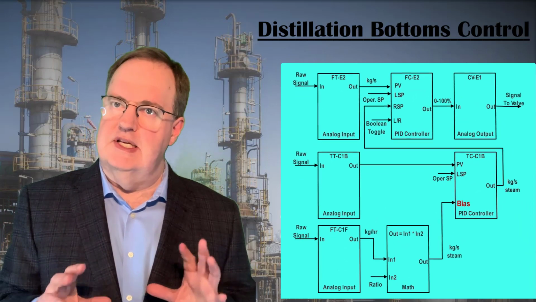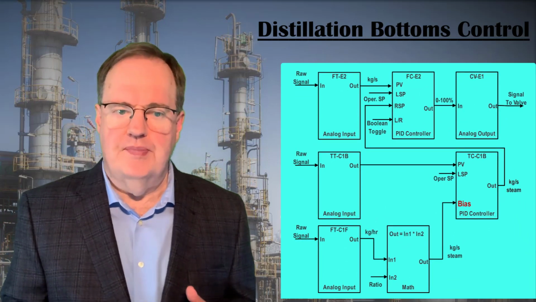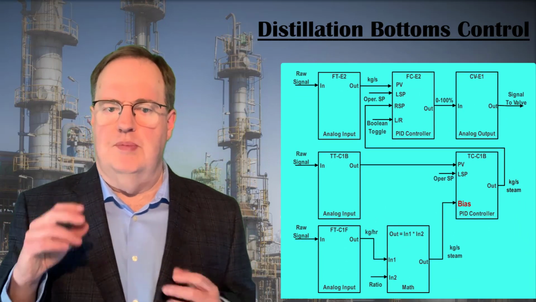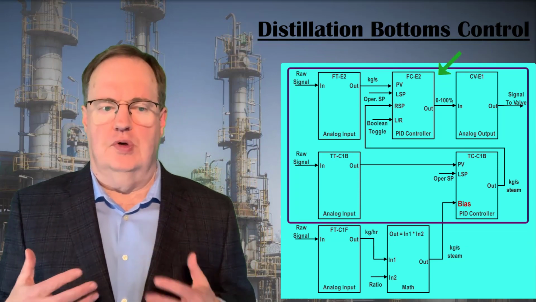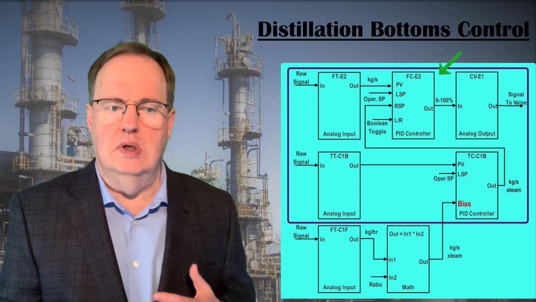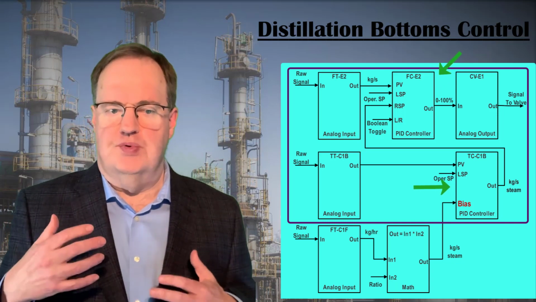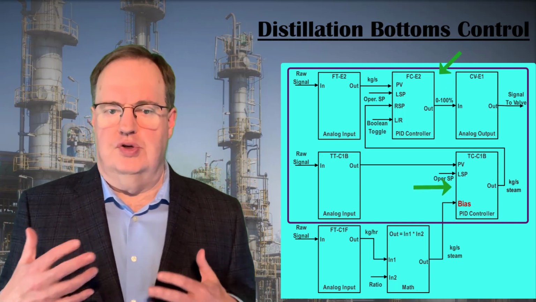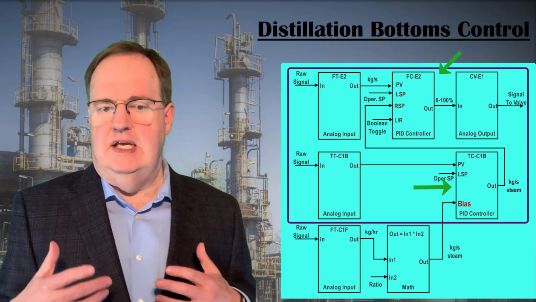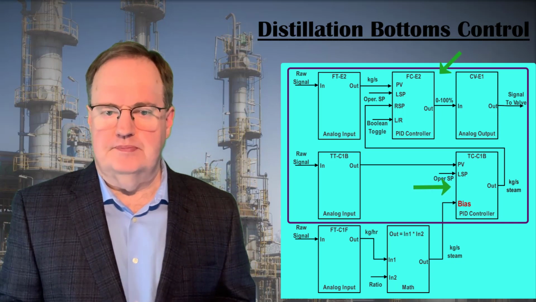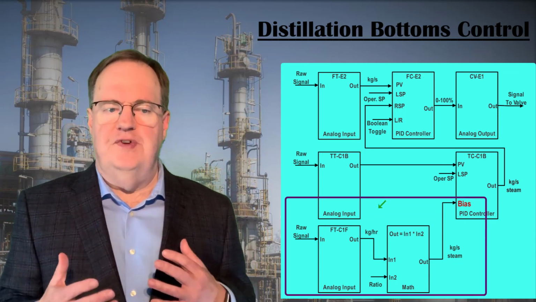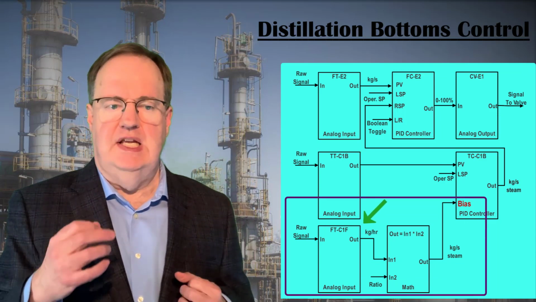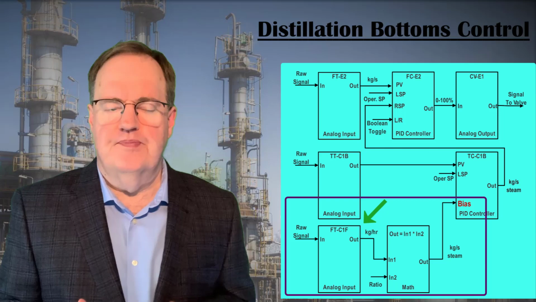It's helpful to look at this as a function block diagram. The top two rows describe a normal cascade controller with the subordinate steam flow controller FC-E2 and the supervisory bottom tray temperature controller TC-C1B. But on the third row, we have the column feed flow transmitter FT-C1F.